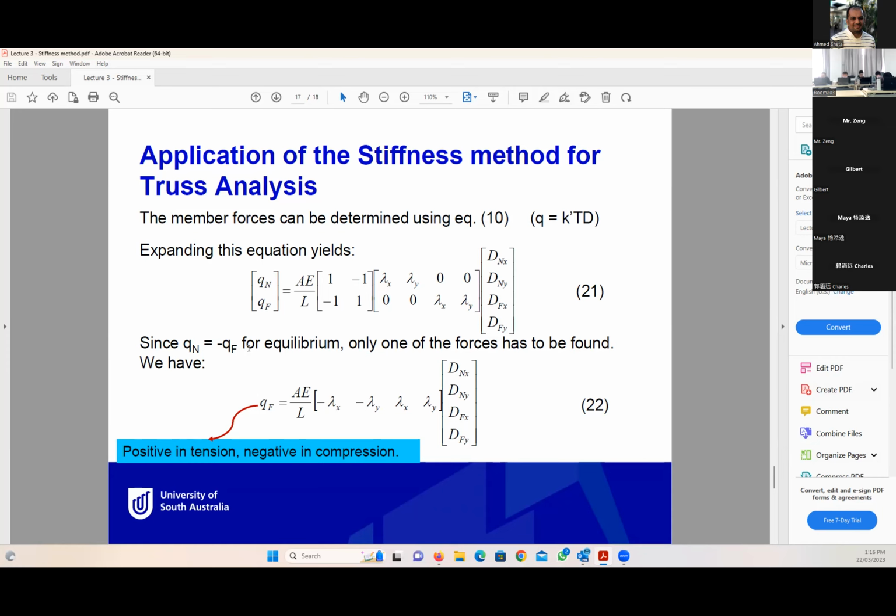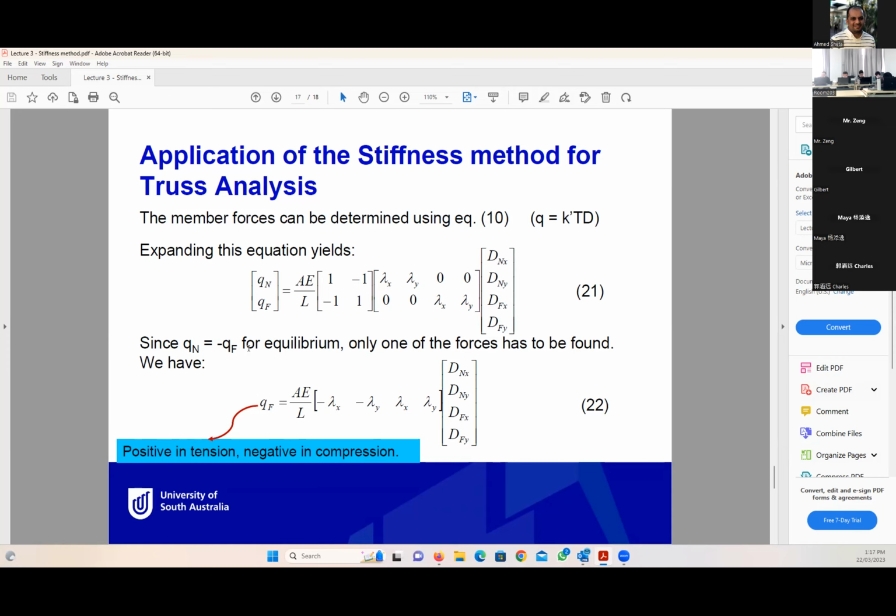The sign convention is that if the force has a positive sign, it is a tension force. If the force has a negative sign, it is a compression force. Okay, can you understand this one?